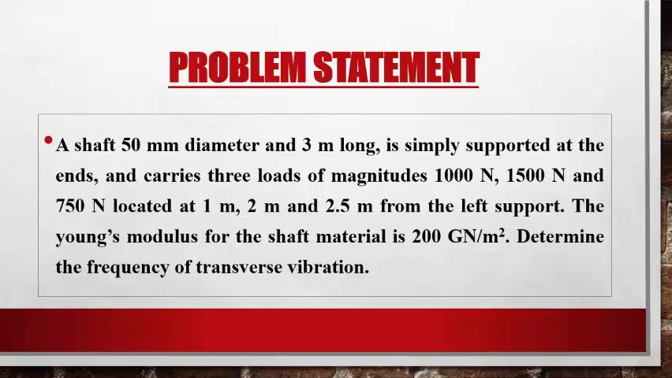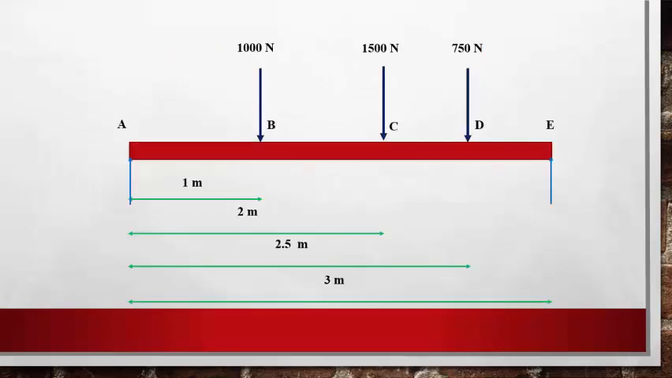So the diagrammatic representation of the given problem is like this. The given shaft is simply supported between its ends. It carries three loads. All the three loads are point loads which are located at 1 meter, 2 meter and 2.5 meter from the left support.